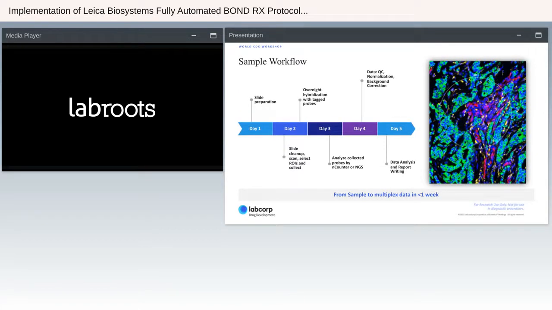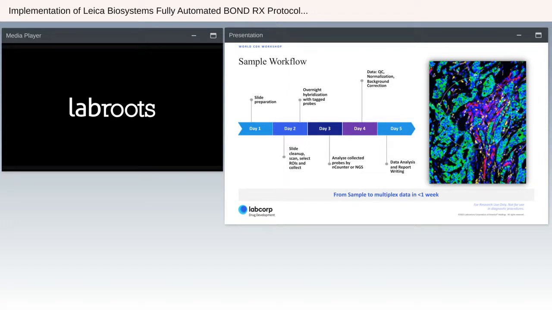So what does a scientist need to do in the lab based on the current workflow? So it's up to a 5-day turnaround time just for data. So on day one is slide preparation, which is where we do all of the baking, epitope retrieval, staining of the probes or antibodies, and then those do an overnight hybridization. On day two is where we do the morphology staining, and then we do the slide cleanup, and we do any type of stringent washes.